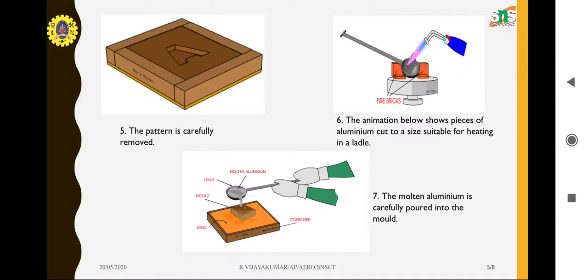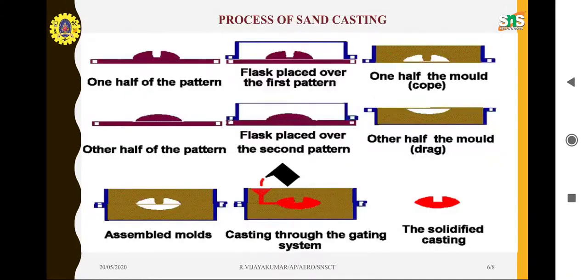The next is how we are going to mold a metal, whether it is any metal. Commonly aluminum is used in large numbers in sand casting. You can see in the animation video that aluminum pieces are converted into molten metal. Next, the molten aluminum is carefully poured into a mold. There will be many allowances, which are allowed to cool.